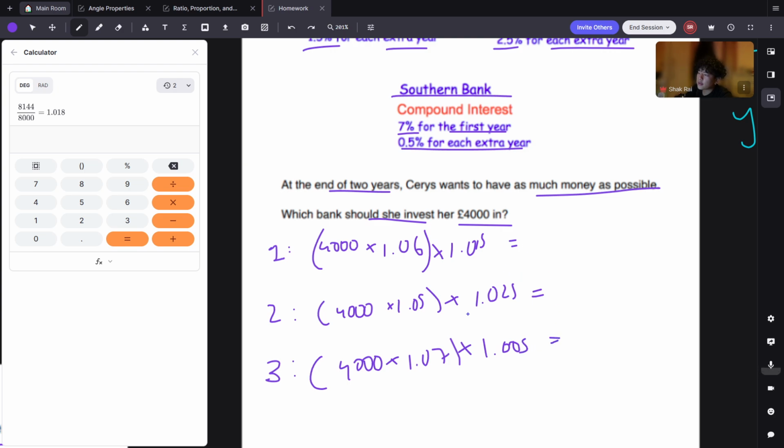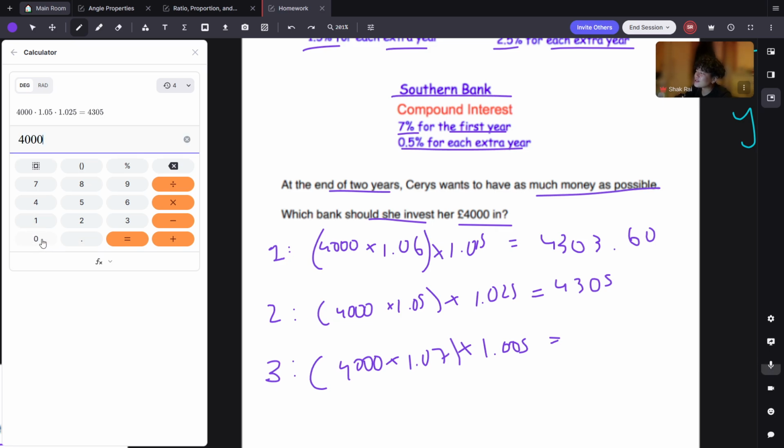And let's see what that equals. So 4,000 times 1.06 multiplied by 1.015 equals 4,303.5. Let's call it 60, let's give them the benefit of the doubt. Now 4,000 multiplied by 1.05 multiplied by 1.025 gives you 4,305. Okay, so that's the better bank so far. So let's see if the best bank is actually the best bank.